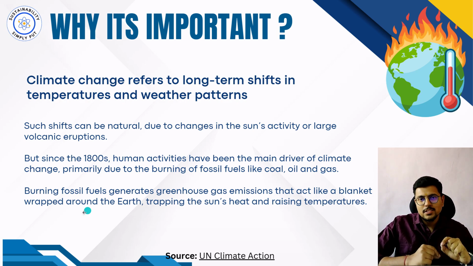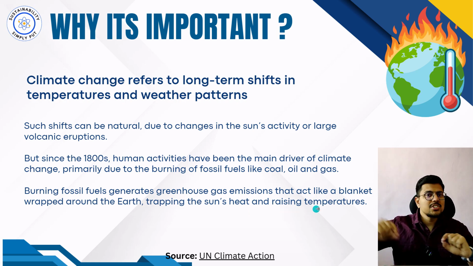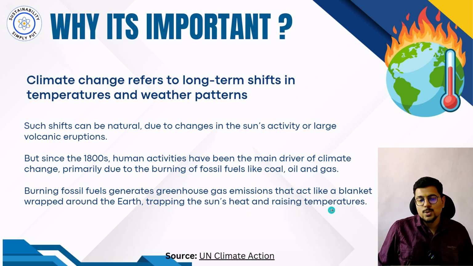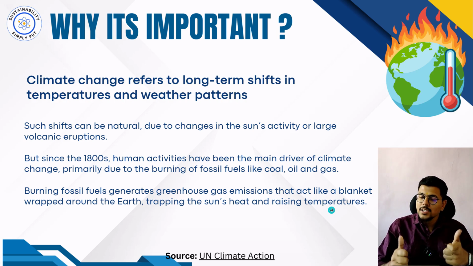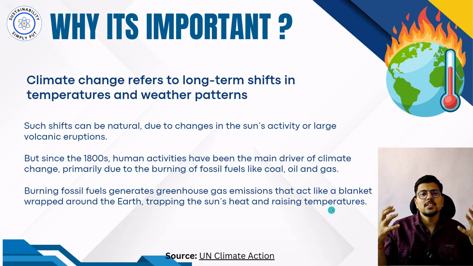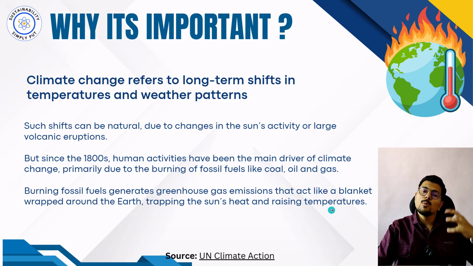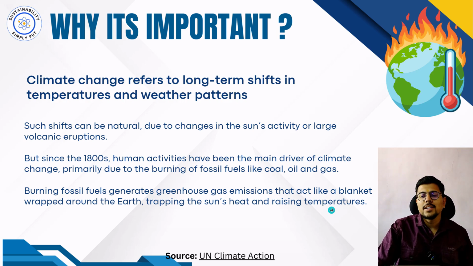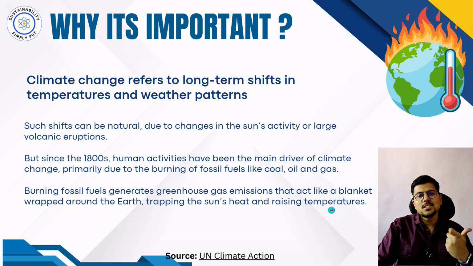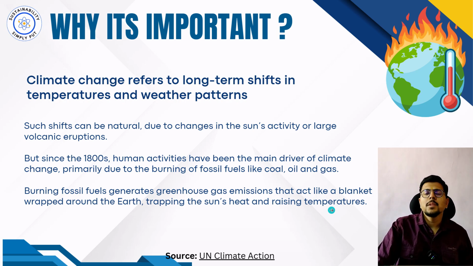And this sudden exponential increase in the carbon dioxide, CO2, along with the other greenhouse gases. The greenhouse gas emissions have increased the blanket effect, or greenhouse effect, that we call, and that's why more of the sun's energy is being trapped, and that's why the temperature is getting raised. So this is the term climate change that we need to understand. Now this is a problem.